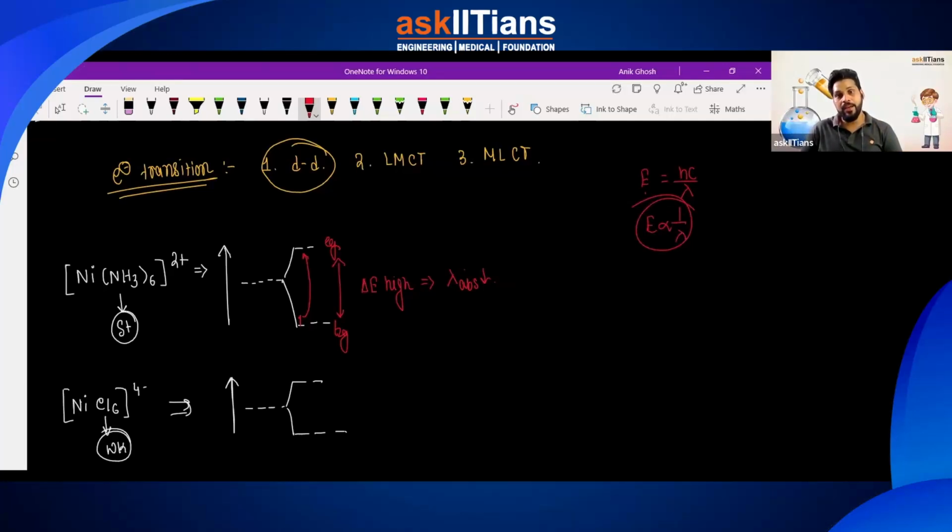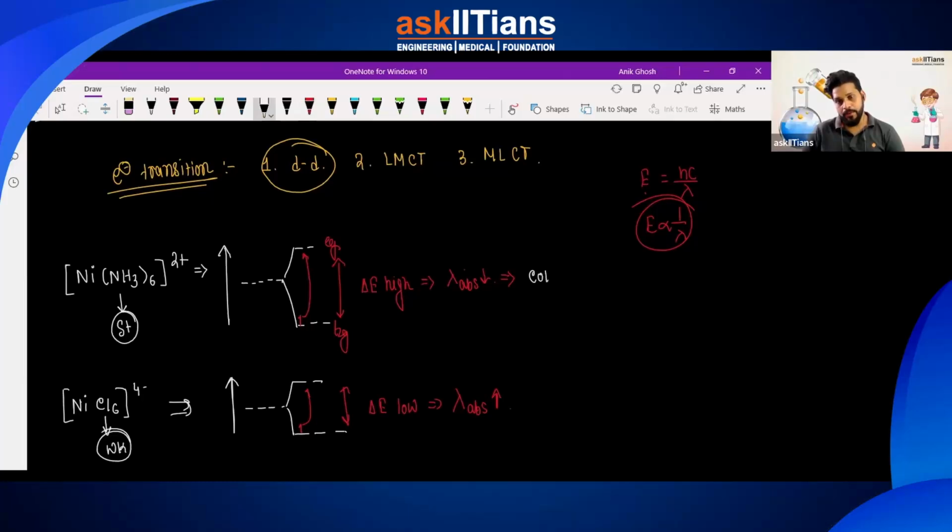Similarly here, the energy gap is low, the energy of the transition is low, so the lambda absorbed would be high. If lambda absorbed is low, that means in which region? Red is a high wavelength, blue is a low wavelength, right? So the absorbed light, now this is the important part.